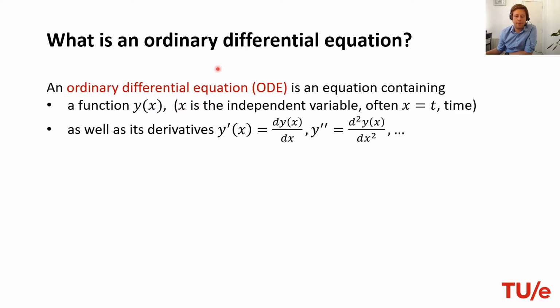Now, an ordinary differential equation, or ODE, is an equation containing a function, y of x, where x is an independent variable. In practice, very often this independent variable is time, but it can also be, for instance, a spatial coordinate when you're looking at a specific example. So we have a function y in that equation, but also its first derivative, maybe its second derivative, or even higher order derivatives are also present in this equation. And that's what makes it into an ordinary differential equation.